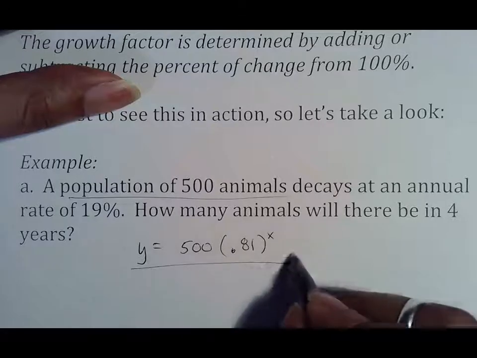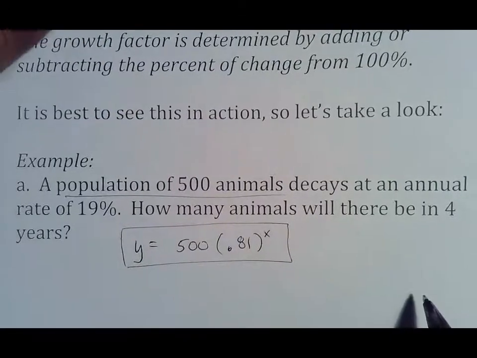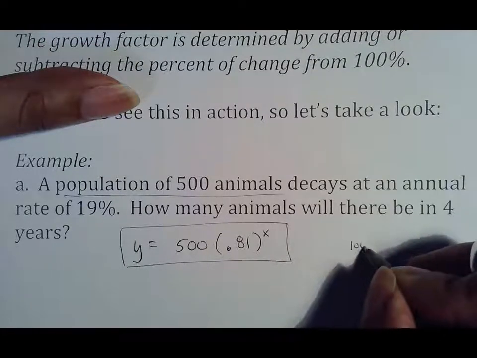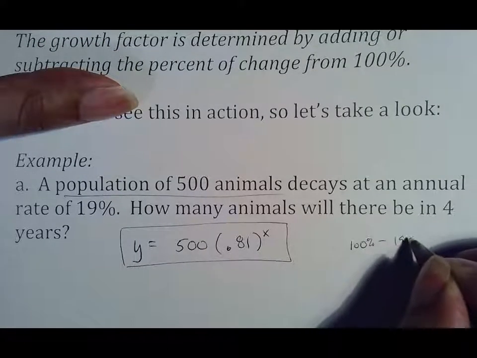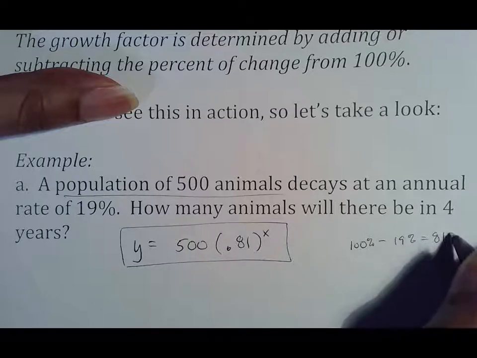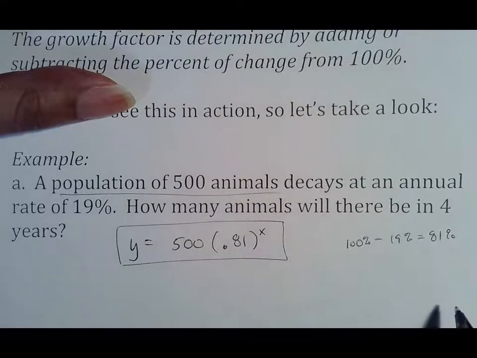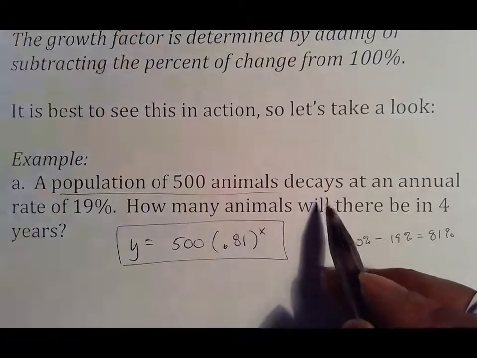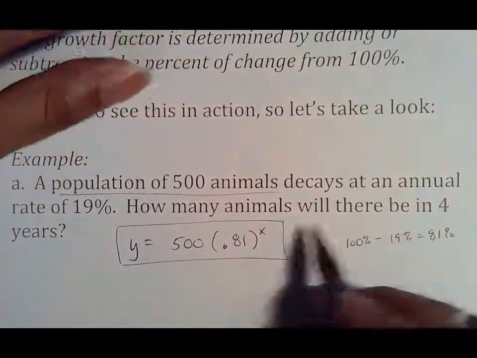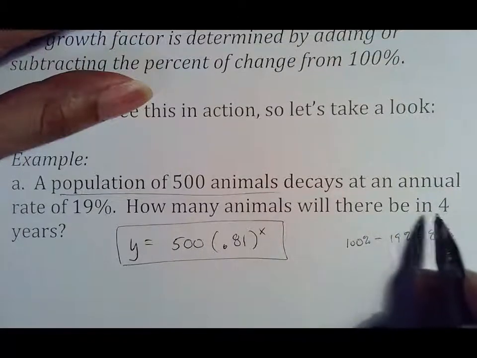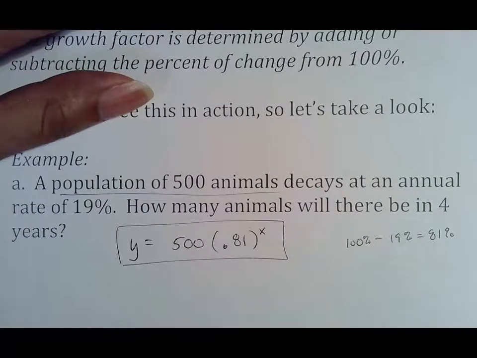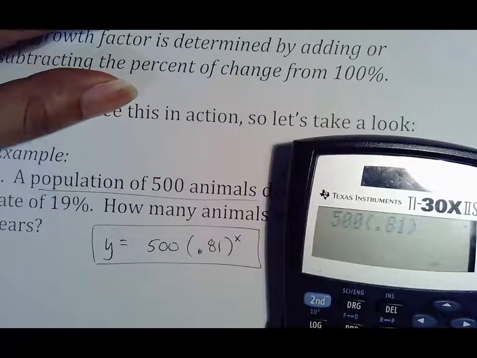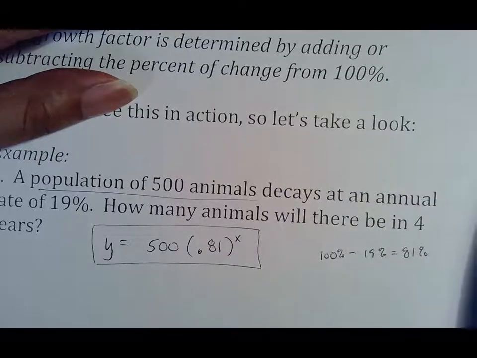This is your formula, and that's the first box you're going to have to fill in on this problem. But again, the 81, and you might want to note that, came from the fact that 100% minus 19% equals 81%. And again, we subtracted because it decayed at that rate. After that, how much is there after 4 years? Well, x is your time, so you simply put 500 parentheses 0.81 to the 4th power.